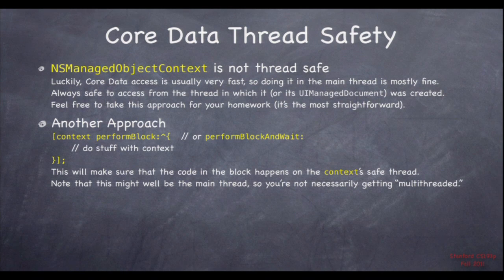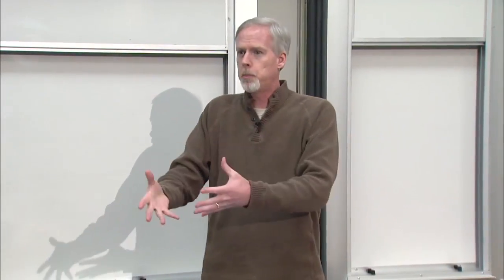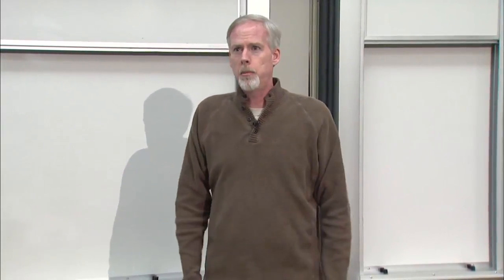Okay? Now, this doesn't necessarily mean, oh, I just got multi-threadedness. Probably not. In fact, if you create the context in your main thread, this block is just going to be posted back to the queue for the main thread. So it's not like you're running it in a different thread. All this performBlock does is make sure that the thing inside the block gets run on the right thread. But it's a good way, and I'll do it in the demo today, just to be safe and make sure, okay, I'm touching my context, so I'm going to ask my context to perform that in a block that's going to be run on the right thread.